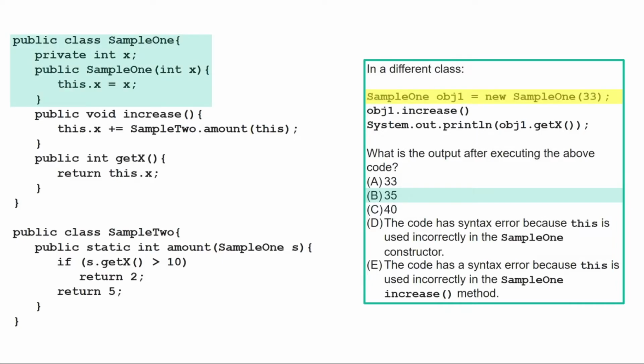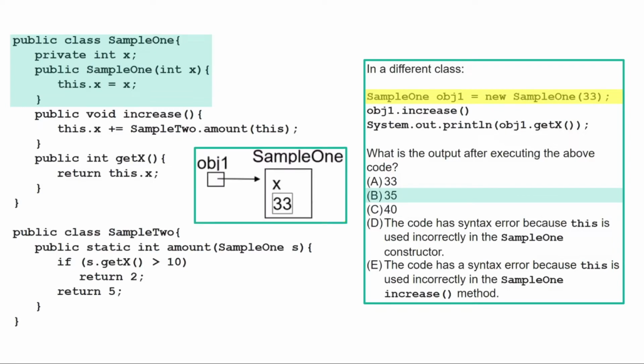When object1 is instantiated, its instance variable x is given the parameter value 33 to store. Note that the keyword this within the constructor refers to the instance variable x, and it is assigned the parameter value of the same name. If we were to visualize this, we could see object1 pointing to a reference of type Sample1 that has an integer variable x that stores the value 33. In the next line of code, object1 calls a method increase.